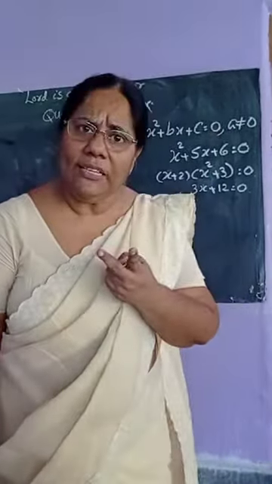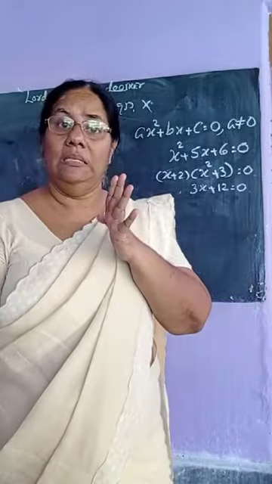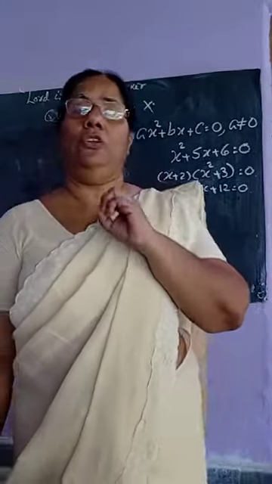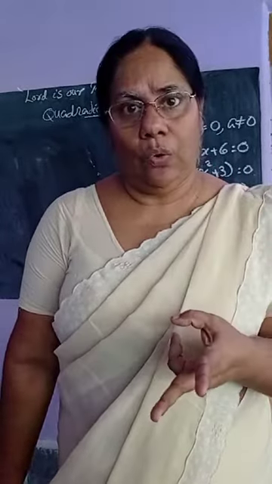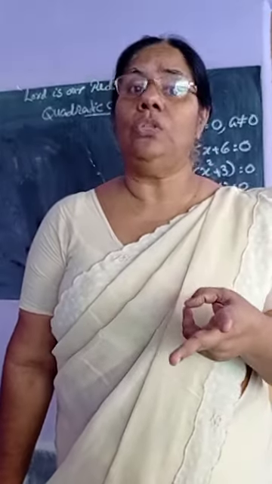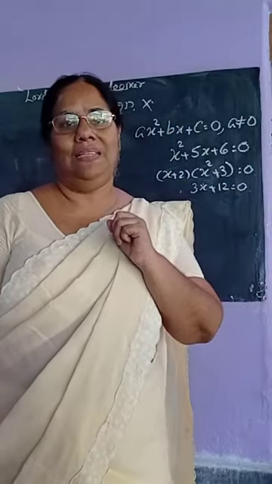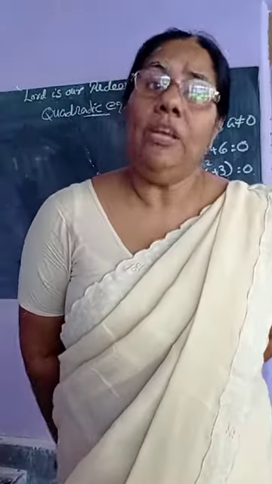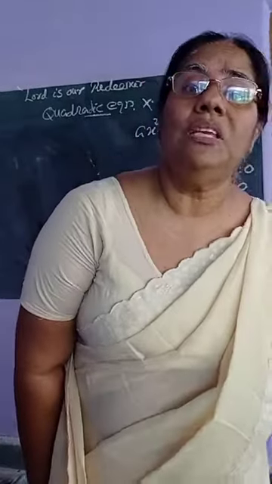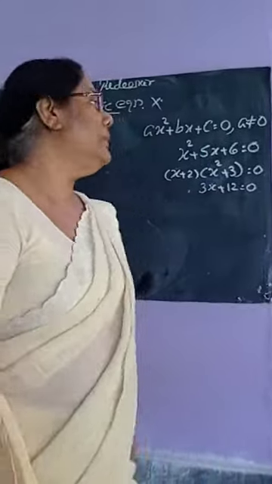Now, in this chapter, another thing, listen. What's the meaning of quadratic? Quadratic means 2. That means when you solve that equation, you will get 2 zeros, or roots, or values. Understand? When you solve one quadratic equation, how many roots are there, or how many zeros are there? 2 zeros.